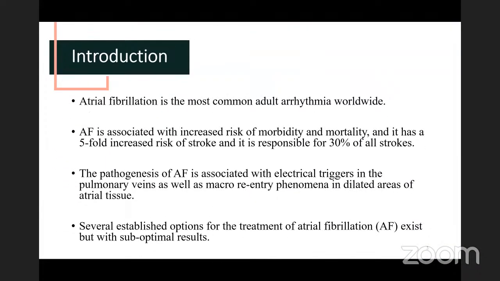So atrial fibrillation is the most common adult arrhythmia worldwide. It's associated with increased risk of morbidity and mortality, and it has a 5-fold increased risk of stroke, and it's responsible for 30% of all strokes. The pathogenesis of atrial fibrillation is associated with electrical triggers in the pulmonary veins, as well as micro re-entry phenomena in dilated areas in the atrial tissues. Several established options for the treatment of atrial fibrillation already exist, but with suboptimal results until now.